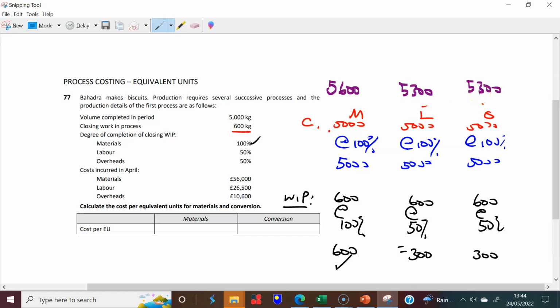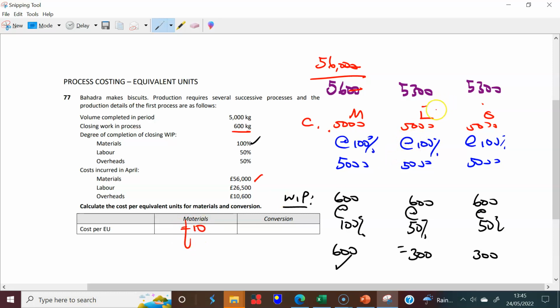So I can find what the cost is per equivalent unit, dealing with materials first to understand what's going on. In terms of materials, I have a material cost of 56,000 that has been spent on 5,600 units. So the cost per equivalent unit is the 56,000 divided by 5,600, which is £10.